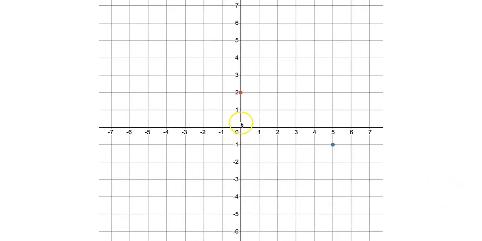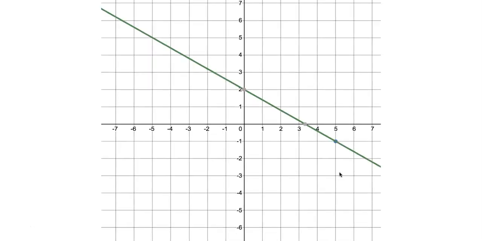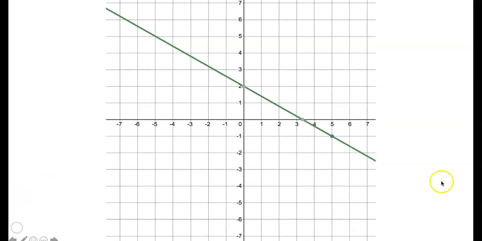So here's (0, 2): 0 in the x direction, 2 in the y direction. (5, -1): 5 over, 1 down, to give us 2 points on the line. So if we're going to construct that line, what will that look like? It will look like this. And notice the computer gave us a third point that crosses the x-intercept. All you need are 2 points on the line to get a line. Other types of shapes will need more than 2 points, but that's all you need for a line, is 2 points.